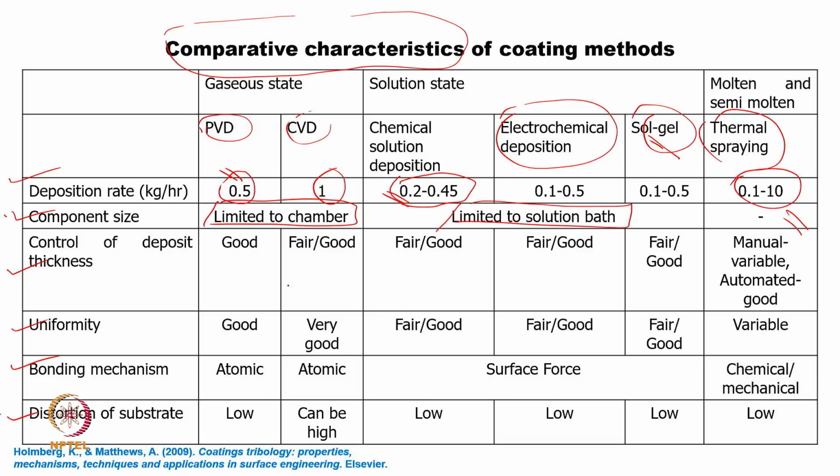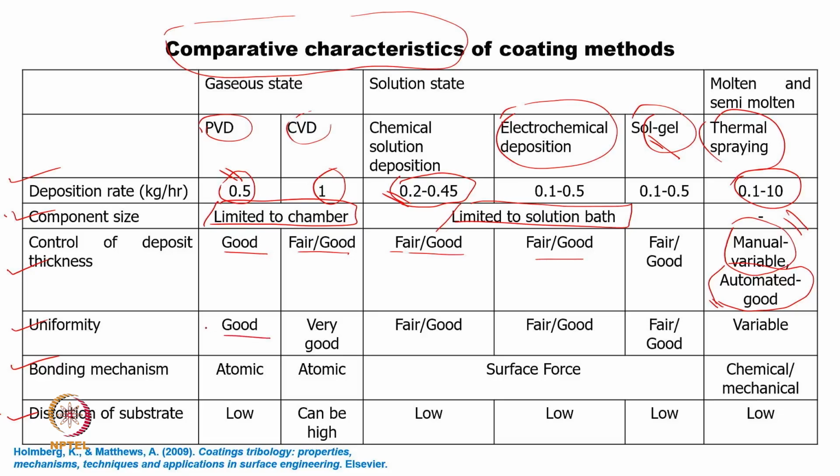Coming to the control on the thickness, in CVD and PVD we do have very good control. Chemical deposition we may have fair to good, similarly electrochemical deposition. Thermal spray has variability, but coming to automation, when we have a robot or a manipulator, then it has very good, a good control of the deposition of thickness.